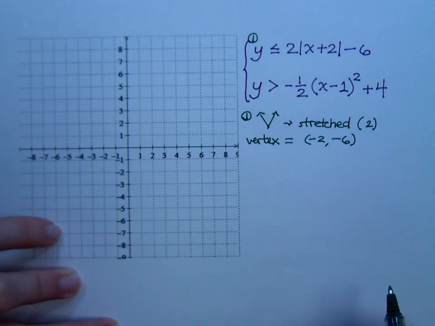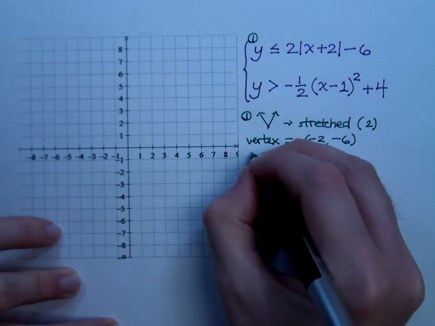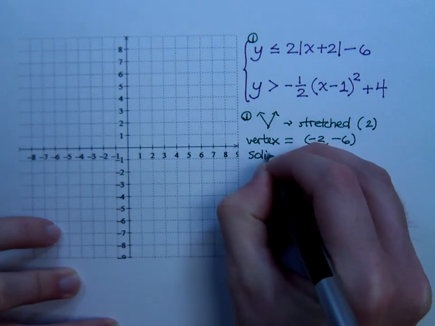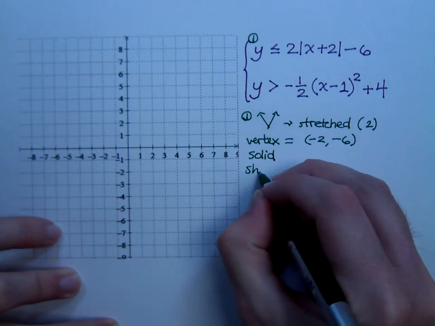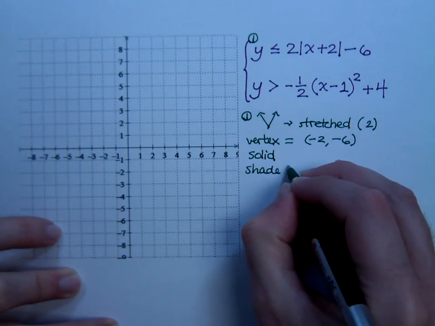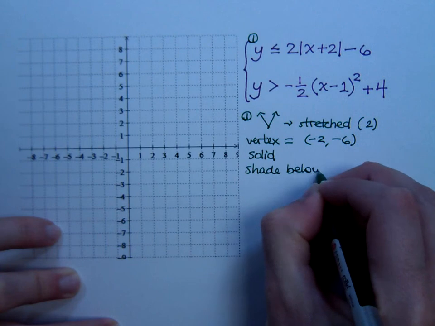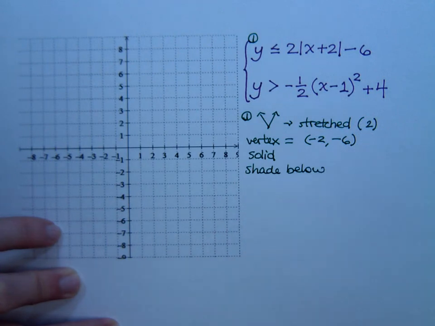Now talk about the inequality aspect of this. What tells you solid? Equal to, and then we're going to shade where? We'll just shade below. Sorry. No, you're fine. You're good.